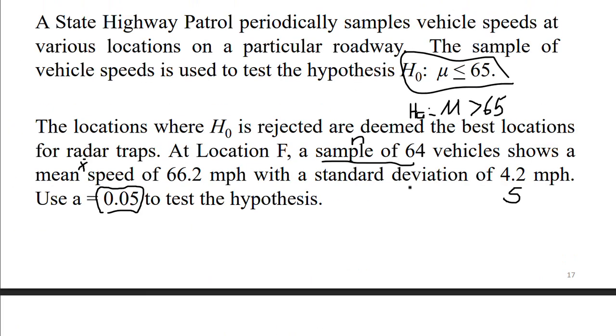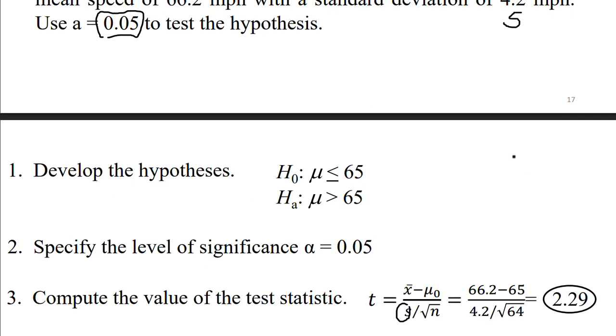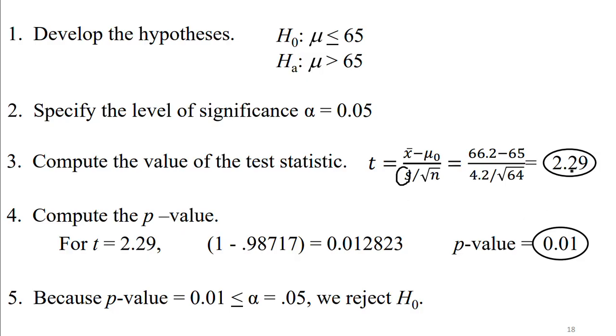The values are already submitted here. The sample size n is 64. The sample average is 66.2. Our standard deviation of the sample is 4.2. And we are using a significance level of 0.05 and a population average of 65. So we slot in these values and it gives us a test statistic T of 2.29.